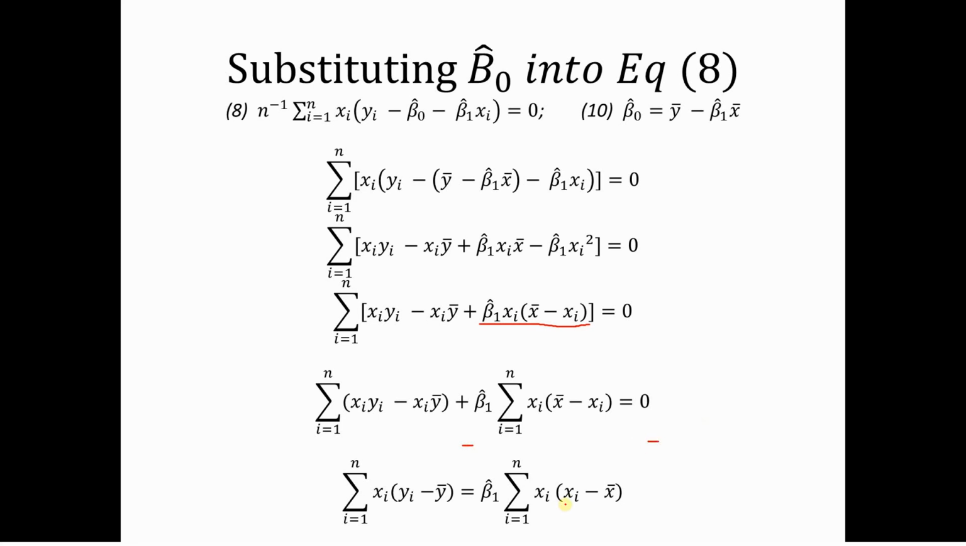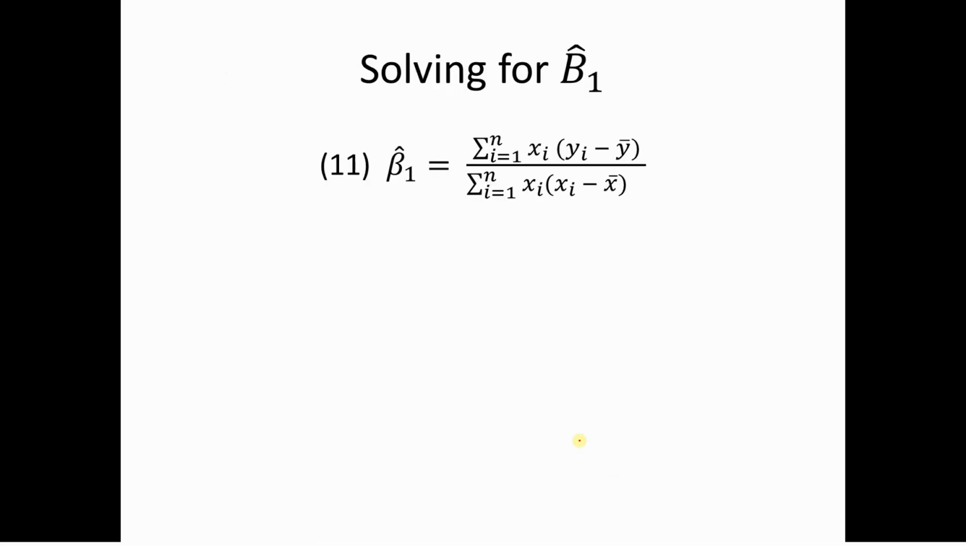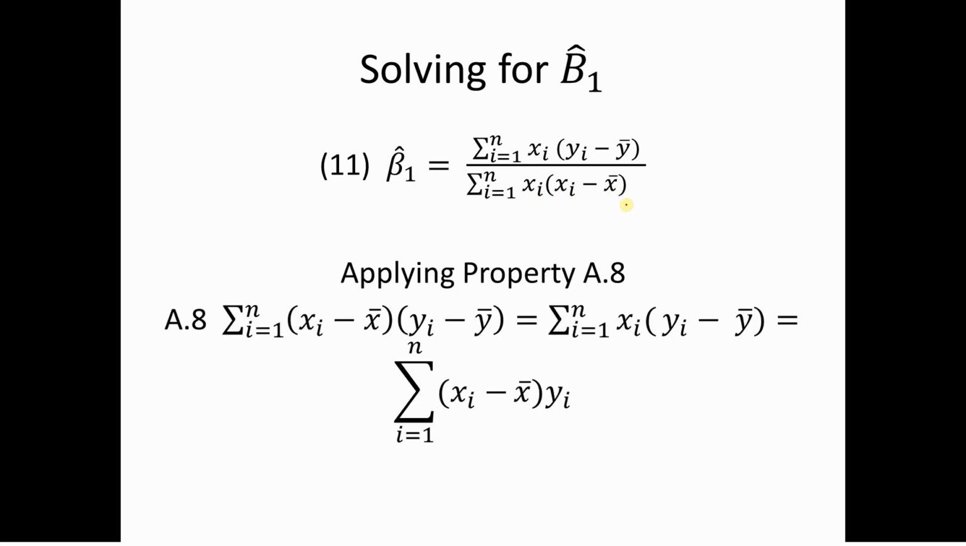What it ends up doing is it flips around these terms in the parentheses. Before, when we had x bar minus xi, now we have xi minus x bar, which is what happens when you multiply anything by a negative 1. So now, solving for beta 1 hat, I divide both sides by the summation of xi times xi minus the mean of x. And we can make more sense of this expression if we apply property 8.8.